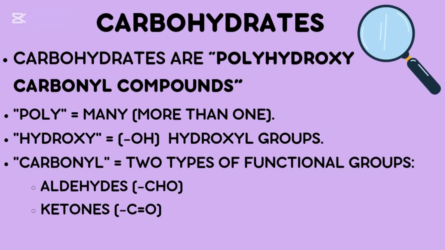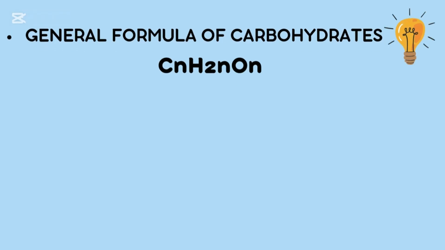The first question that comes to mind is, what are carbohydrates? Carbohydrates are polyhydroxycarbonyl compounds. But don't worry, let's break this definition down. Poly means many, more than one. Hydroxy, -OH, refers to hydroxyl groups. Carbonyl refers to two types of functional groups: aldehydes, -CHO, and ketones, C=O. We'll explore these in detail in just a moment.